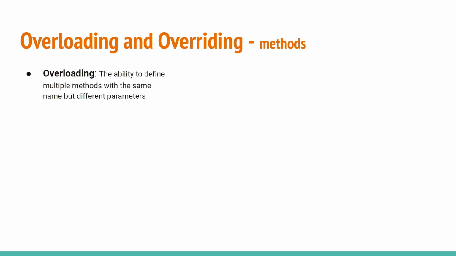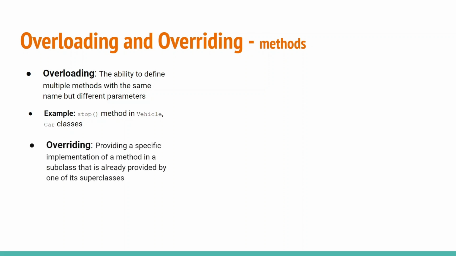Okay, overloading is the ability to define multiple methods with the same method name but different parameters. The name of the method is the same but the parameters are different. For example, the stop method in a vehicle class and car classes. We will see that example.